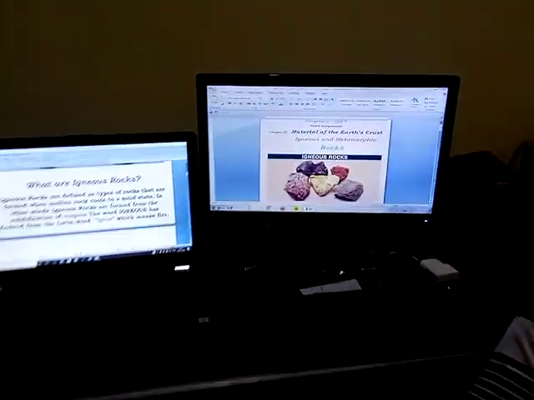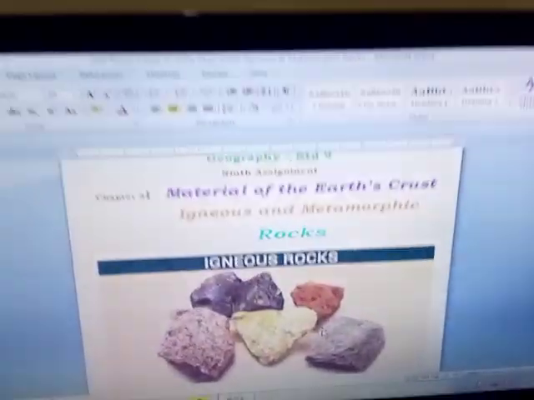Remember, in the previous class we discussed the sedimentary rocks. In general, what are rocks, their formation, and in detail we discussed the sedimentary rocks. Today we'll be discussing in detail the igneous as well as the metamorphic rocks.